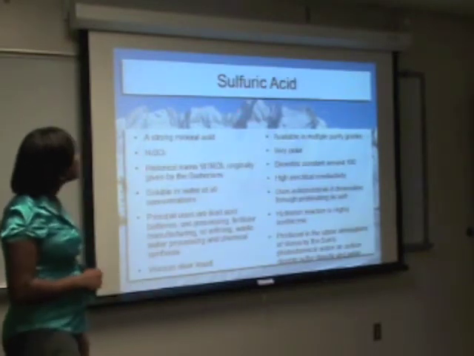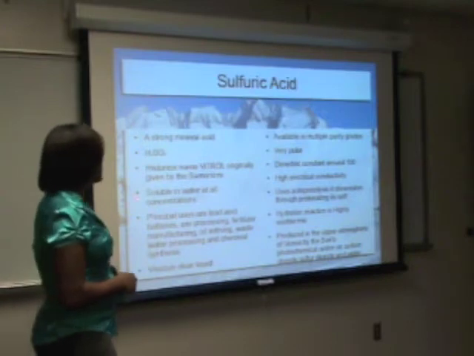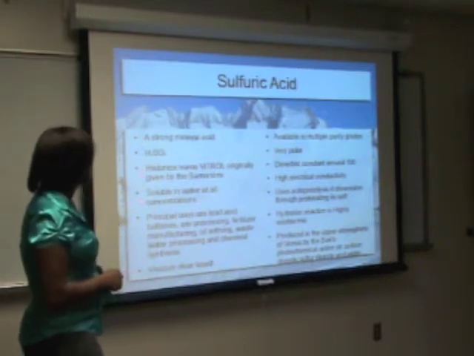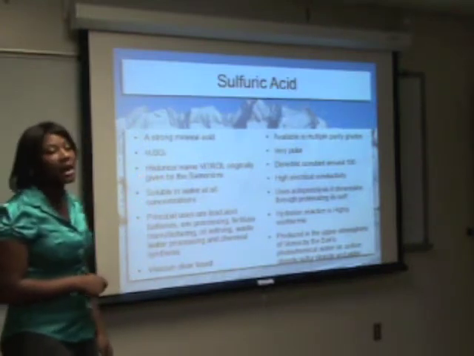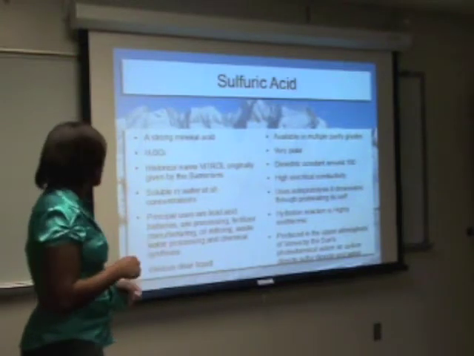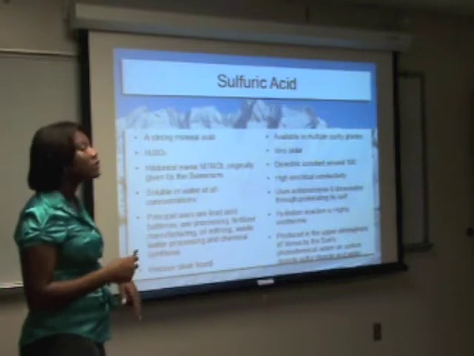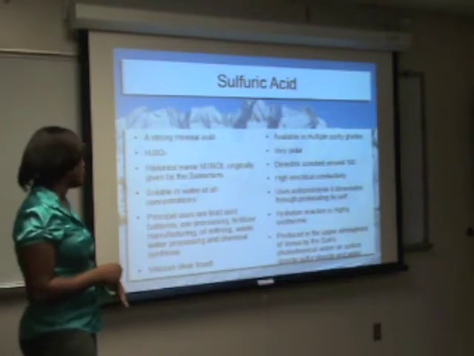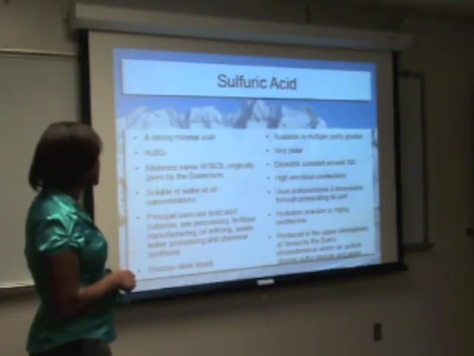Sulfuric acid. It's a strong mineral acid. It's soluble in water at all concentrations. The historical name vitriol was given by the Sumerians, and it basically was called oil of vitriol because it's a very viscous and clear liquid, much like oil. The principal uses are listed here.